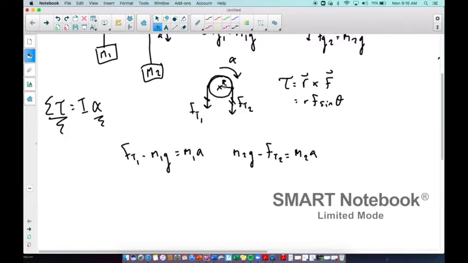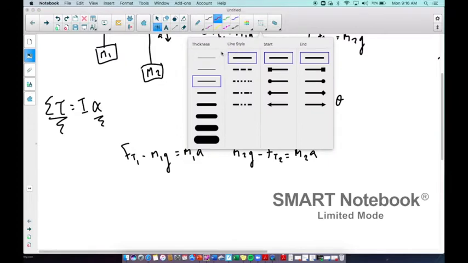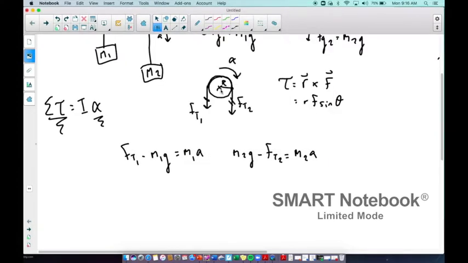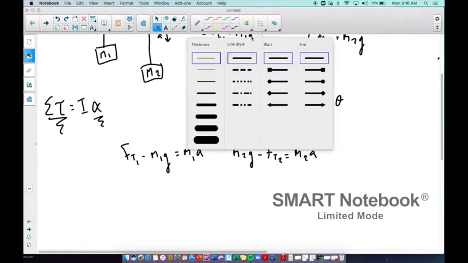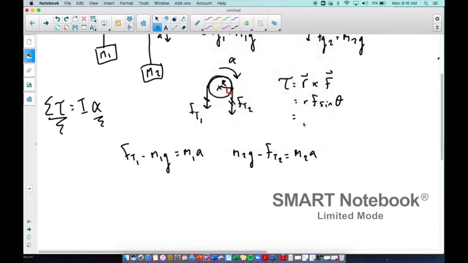Well, here it's pretty clear that the force, here's the axis of rotation, here's the force. If I draw a line from the axis of rotation to the point of application of the force, it's going to be perpendicular to the force already. That's a right angle. So my theta there would be 90 degrees, and of course the sine of that is just 1. So my torque, therefore, is going to be RF, R times whatever the force is.